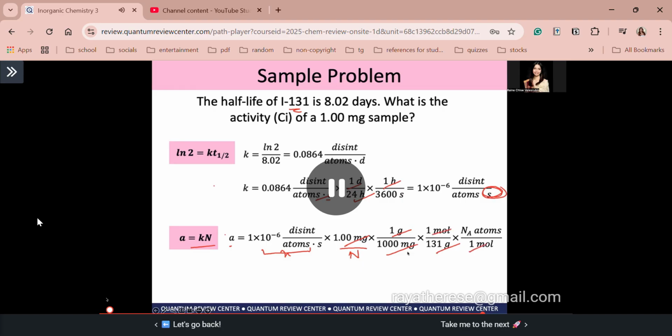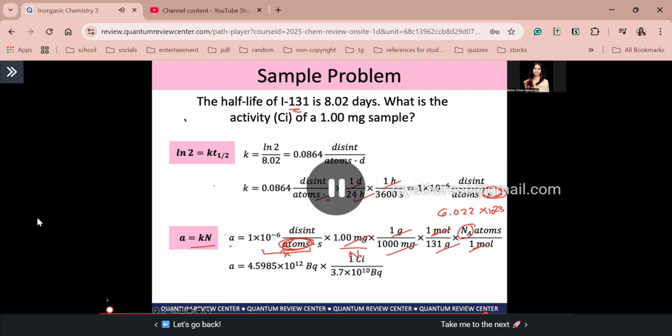Bakit? Okay, so kinonvert natin yung moles to atoms. Again, ito guys is Avogadro's number, which is equal to 6.022 times 10 to the power 23. Kasi guys, ang decay constant is expressed in atoms. Again, expressed in atoms ang decay constant. Kaya kinonvert ko rin ito. So the answer is, ayan, the activity is equal to 4.5985 times 10 to the power 12 becquerel.